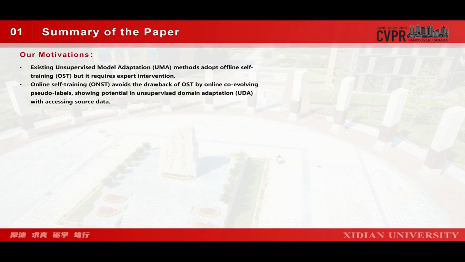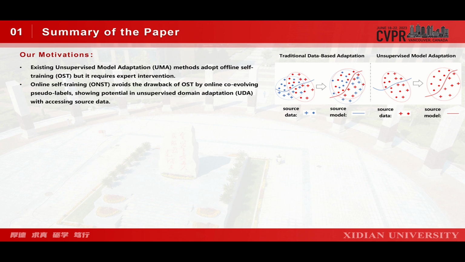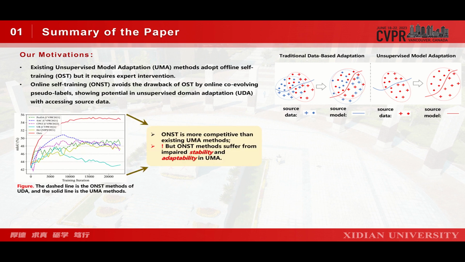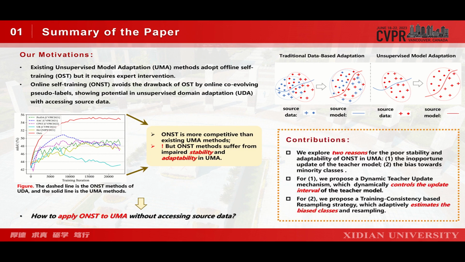This paper focuses on unsupervised model adaptation. Existing UMA methods adopt offline self-training, but it requires expert iteration. Online self-training can avoid the drawback of offline self-training and shows potential in unsupervised domain adaptation. From the figure below, OST methods suffer from stability and adaptability in UMA. So to apply OST to UMA, we explore two reasons for this and propose two methods for these reasons.